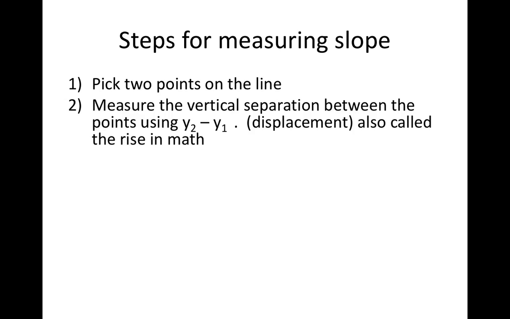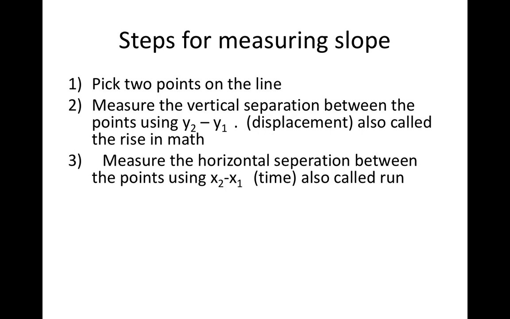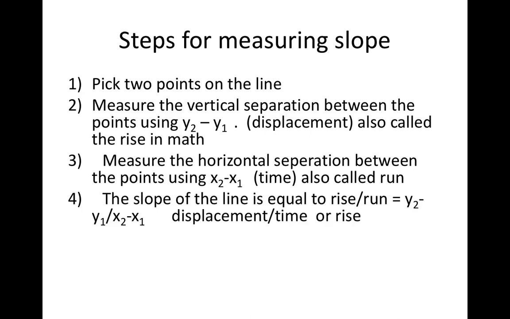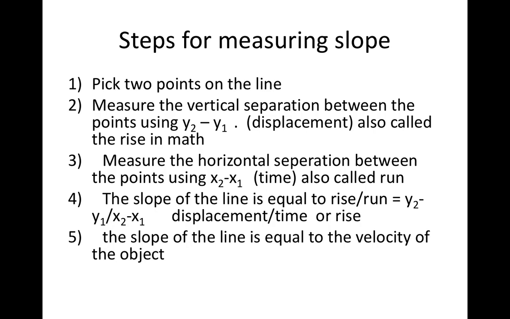Measure the vertical separation between the points using y2 minus y1, also called the rise in math. Measure the horizontal separation between the points using x2 minus x1, also called the run. The slope of the line is equal to rise over run, which equals displacement over time. The slope of the line is equal to the velocity of the object.